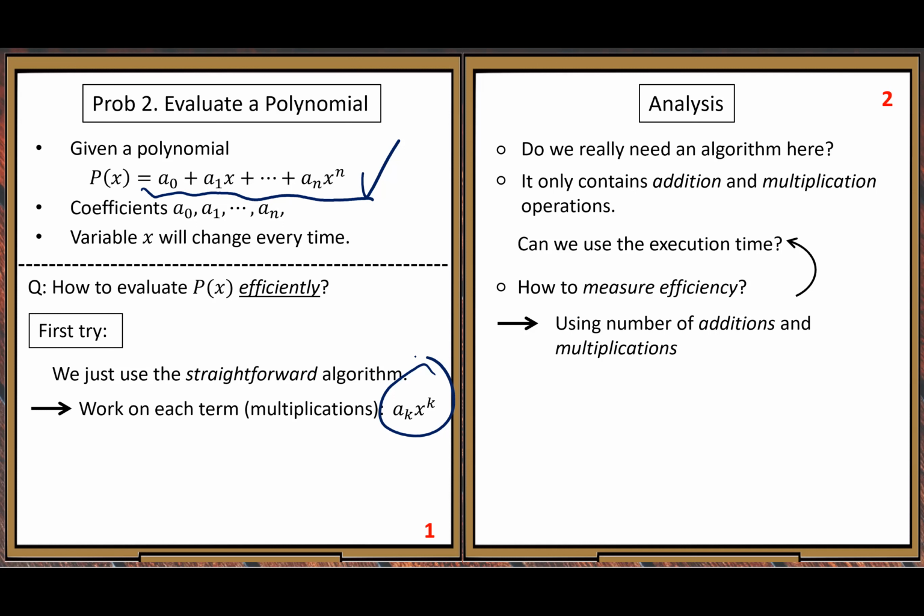In this general term, in order to find its value, how many multiplications do you need? No addition, we only have multiplication. Would it be k plus 1, because you multiply x by itself k times, plus you have to multiply by a, so that would be k plus 1.